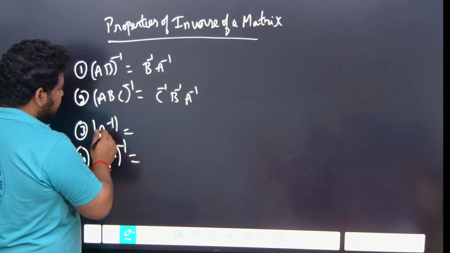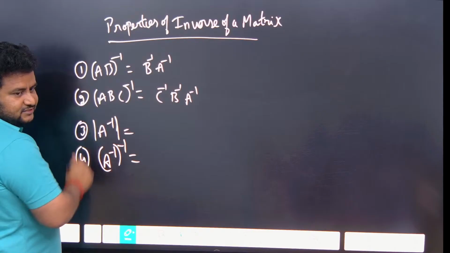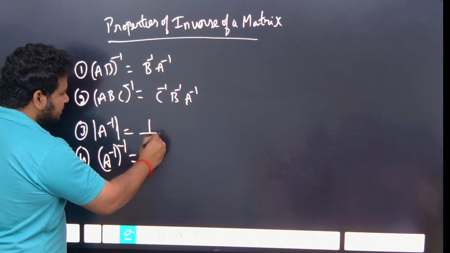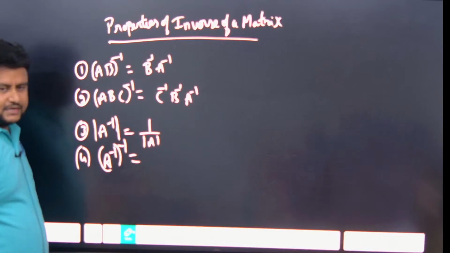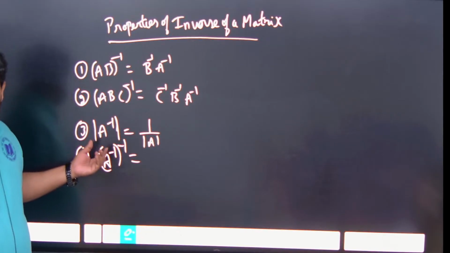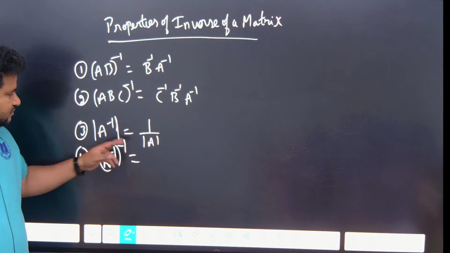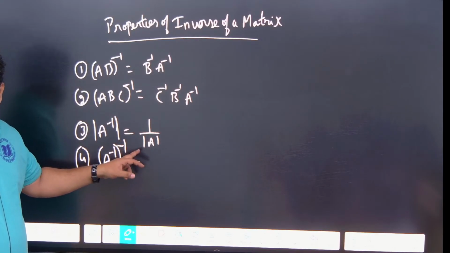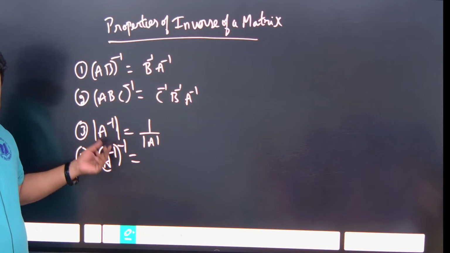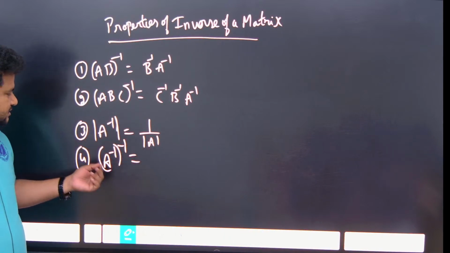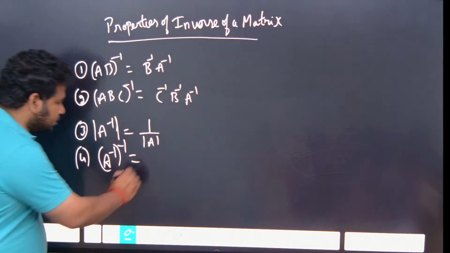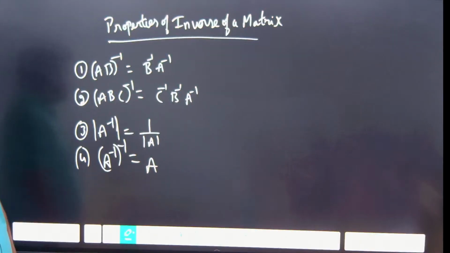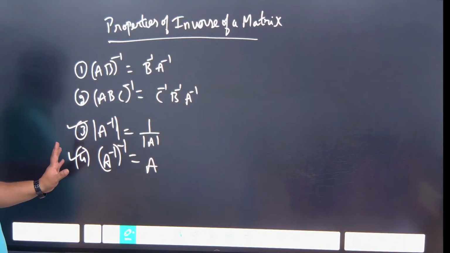A inverse. Det of A inverse means you should write it as 1 by det of A. If they ask determinant of A inverse, it is 1 by determinant of A. So A will come down: det of A inverse is 1 by determinant of A. Next, A inverse whole inverse is nothing but equal to A. This is important. Clear? Properties of inverse of a matrix, clear to all of you? Fine.